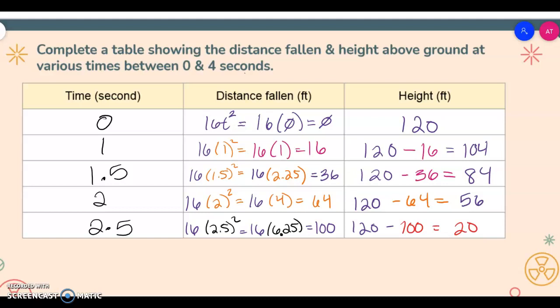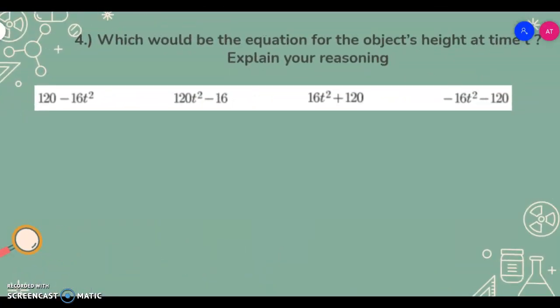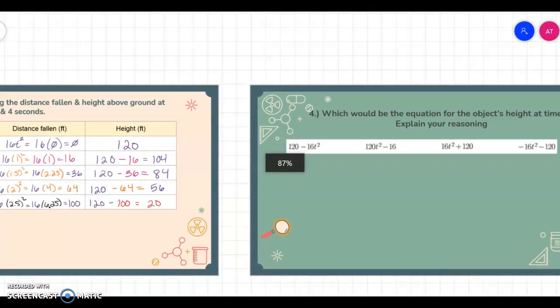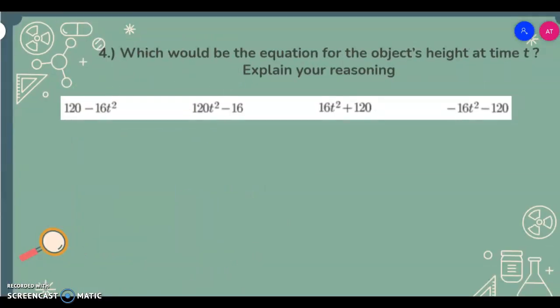Perfect. All right, so now that we figured that out, we need to figure out which equation would match the object's height at time t, represented by our function. So looking back at our table here, which equation do you think is going to match? Well, let's start with the far one here. Negative 16t squared minus 120. I can instantly know that this cannot be it, because the negative 120 means it's below the ground. An object is falling, so it needs to come up in the positive y's. So this can't be it.